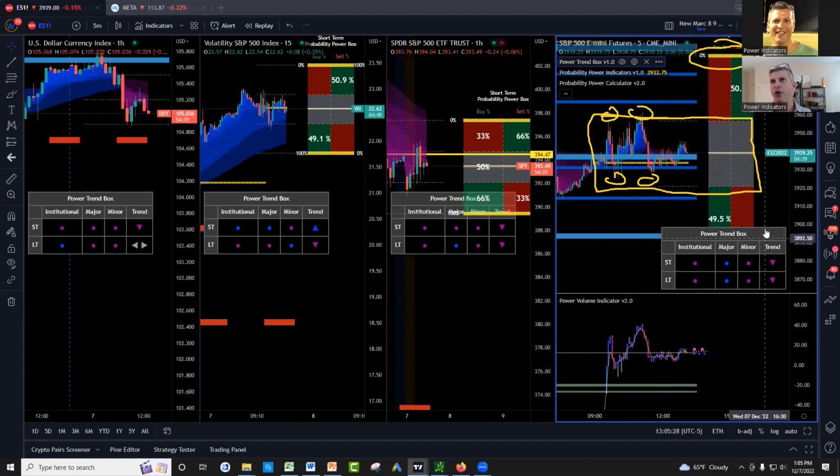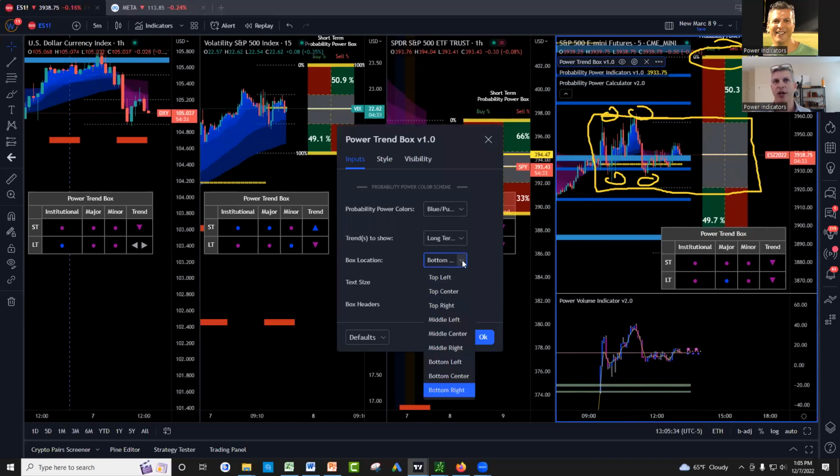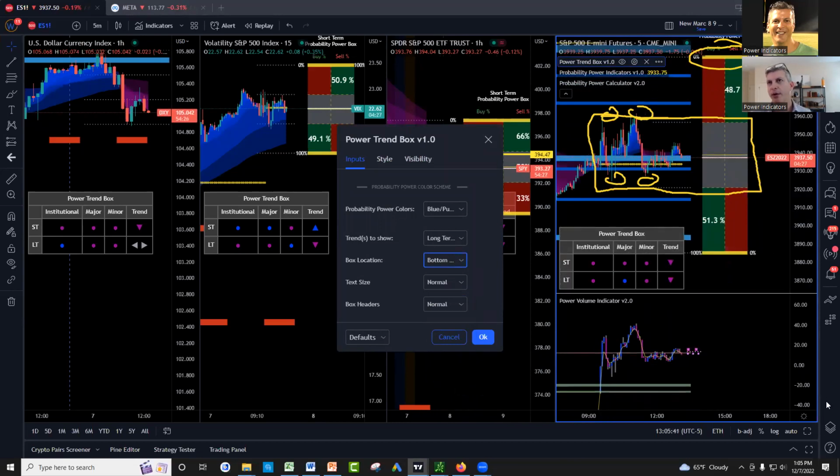And by the way, the trend box, you can move everywhere you want. Like here, I can go to the trend box settings and location, and I can put the bottom right. Now I could put bottom left. So boom, so you see the calculator better, boom.